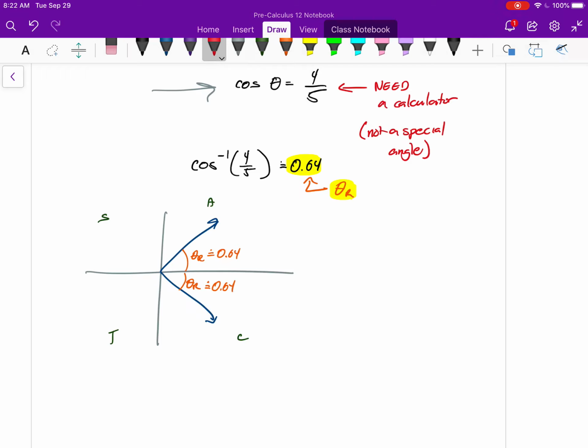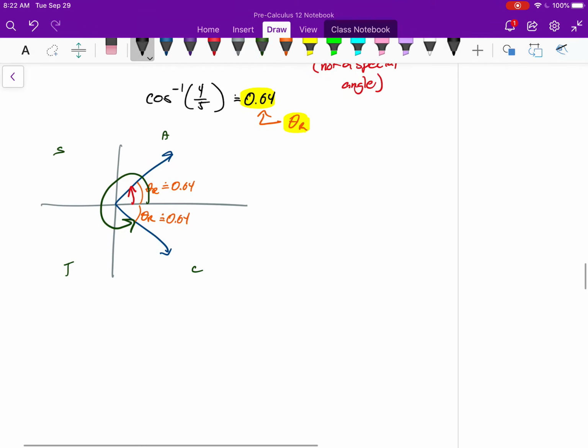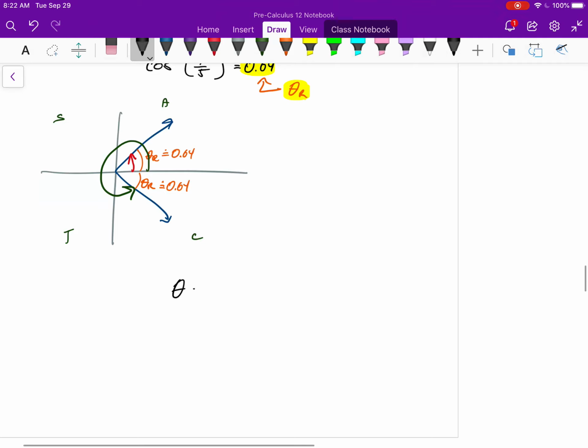Well, they don't have to. I'll mention another way of looking at it. So I'm going to find this solution here, and I'm going to find this solution here, and then I'll generalize that. So, for example, my first one that I've drawn in red is literally the same as the reference angle. So 0.64. Anytime you have an angle in the first quadrant, that's between 0 and 90 degrees, or 0 and pi over 2, your reference angle is also the angle there.